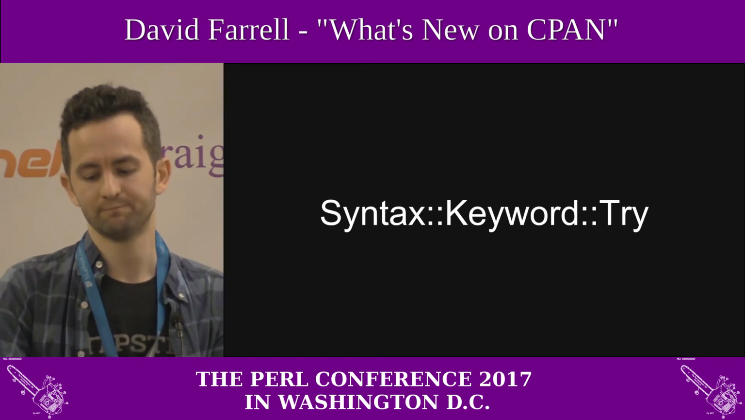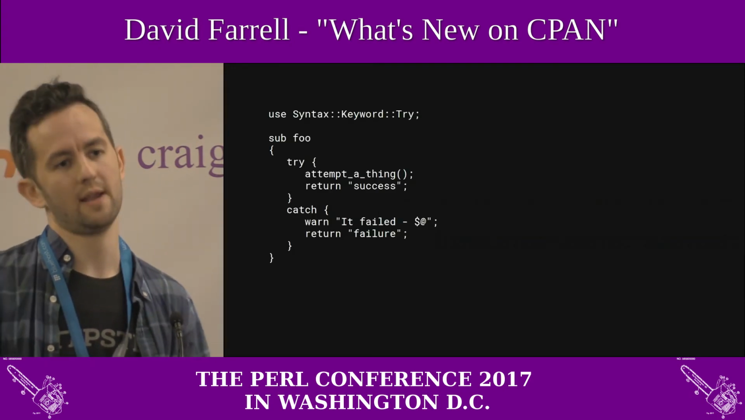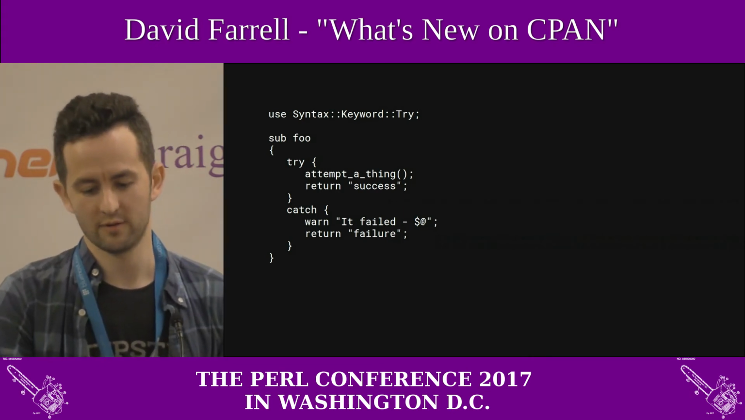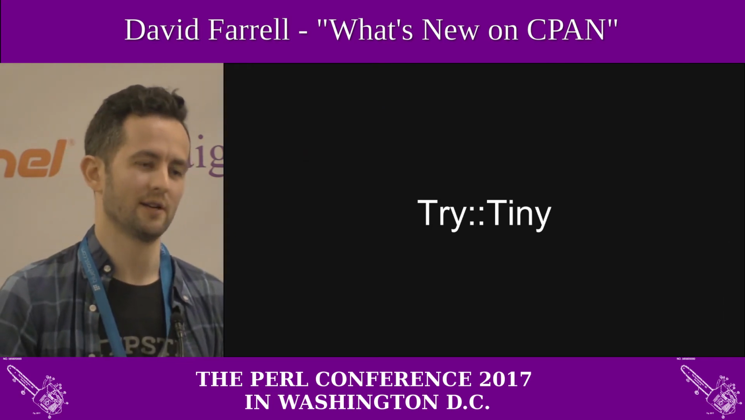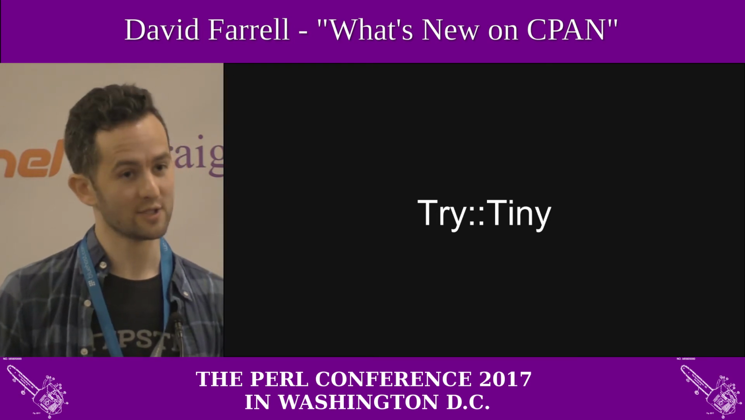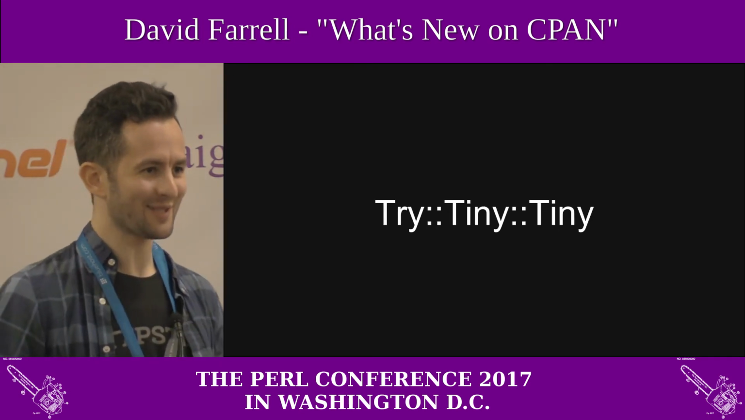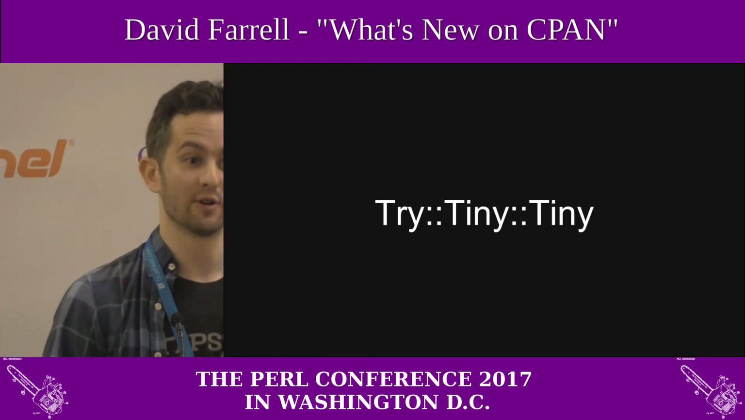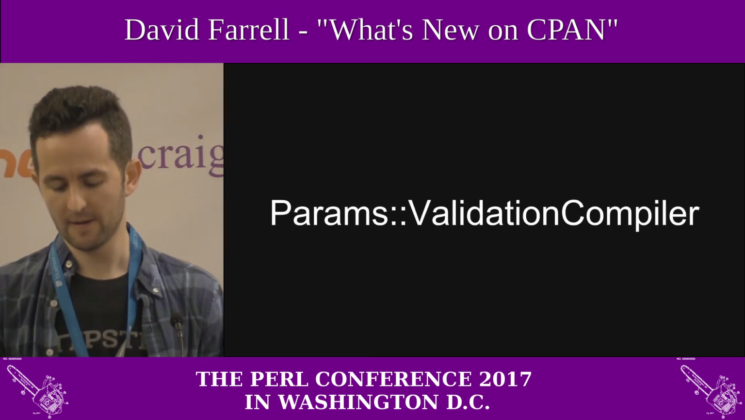Syntax keyword try. This is an alternative to try tiny, which implements the try catch syntax with real blocks that you can return from, and it runs really fast. But sometimes you do have to use try tiny, like you depend on code which uses try tiny, for instance. And in those situations, I recommend try tiny tiny. What this does is it loads a patched version of try tiny, which is optimized to run a lot faster.